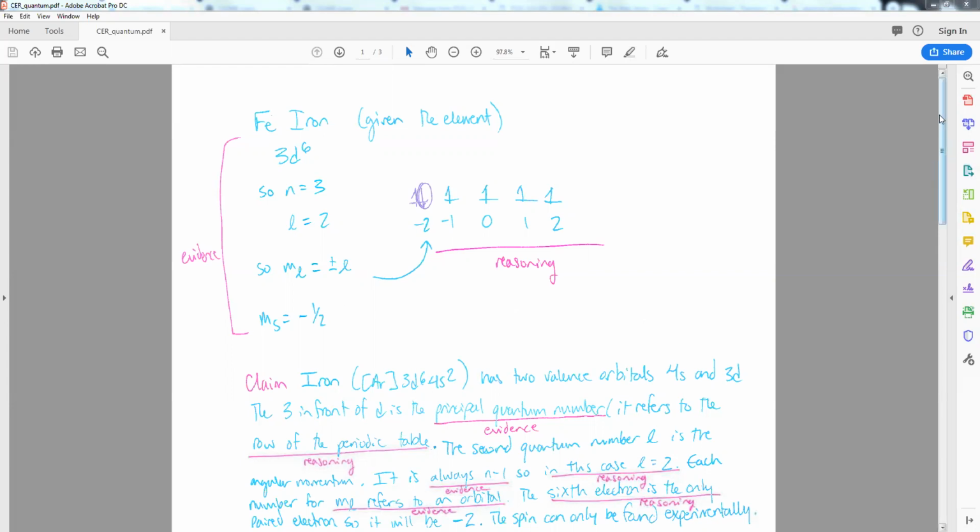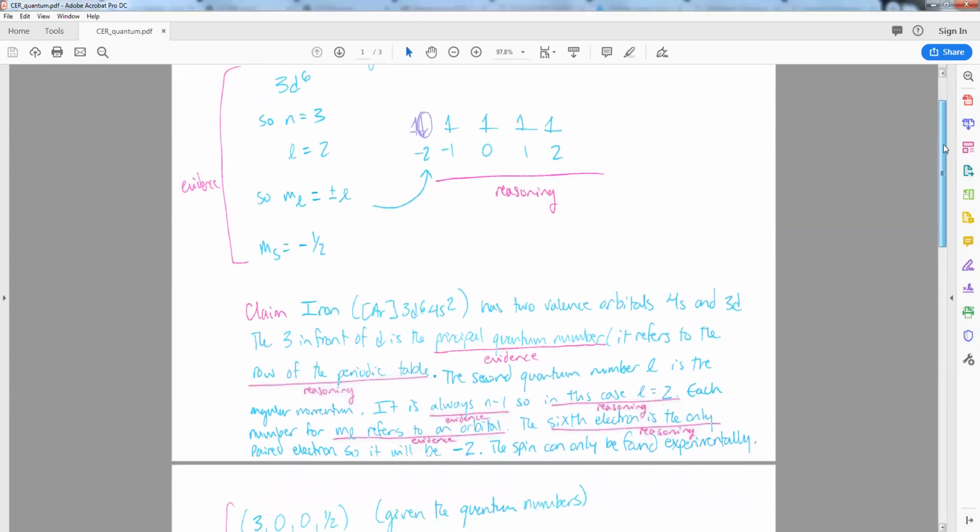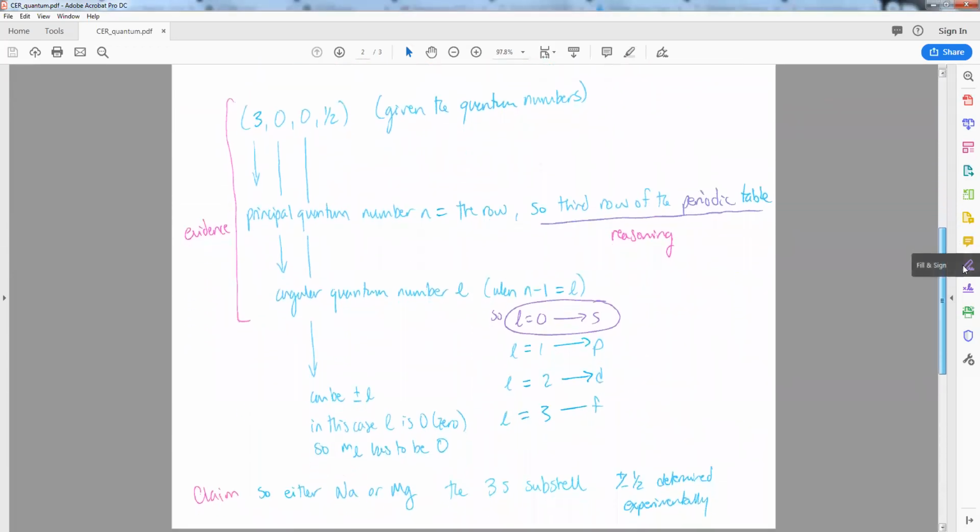I have 2 more for you to think about and practice with that are like this problem. So the second one is where you're given the quantum numbers. So let's say I gave you the quantum numbers 3, 0, 0, and 1/2. So what element, electron, would this correspond to? So in this case, I know my 3 is my principal quantum number, so that's the row. It's the third row of the periodic table. That's my reasoning.